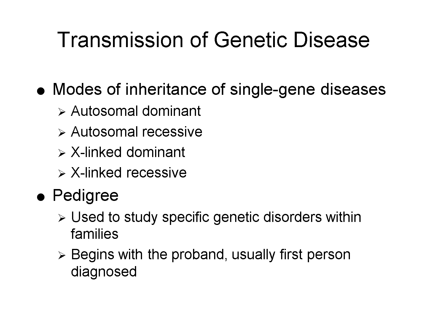Single gene diseases can be passed down in several ways, depending on the mode of inheritance. These include autosomal dominant, autosomal recessive, X-linked dominant, and X-linked recessive patterns. To better understand how these traits are passed through families, we use something called a pedigree. A pedigree is a chart that maps out inherited conditions across generations, usually starting with the proband, the first individual in the family diagnosed with the condition.